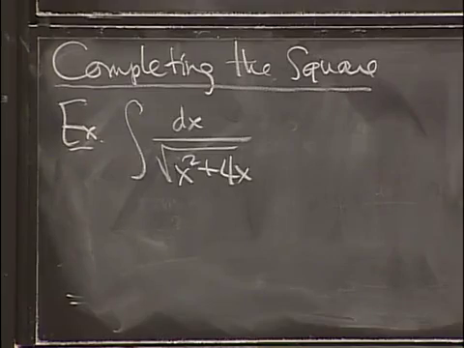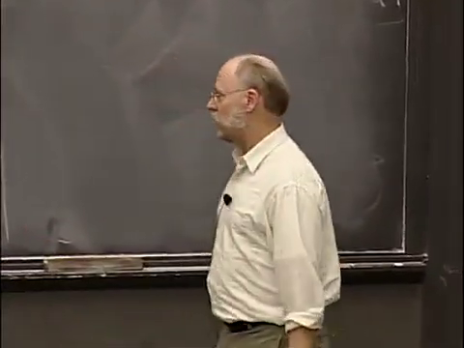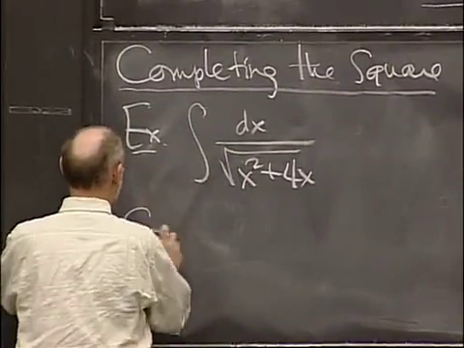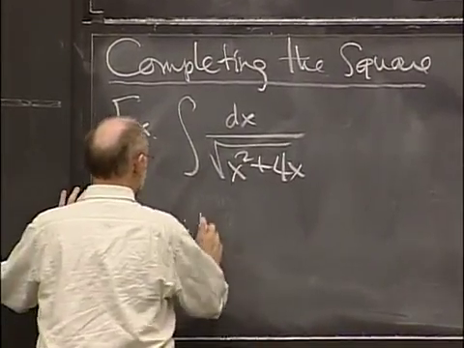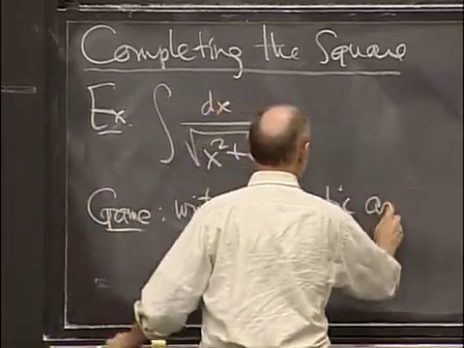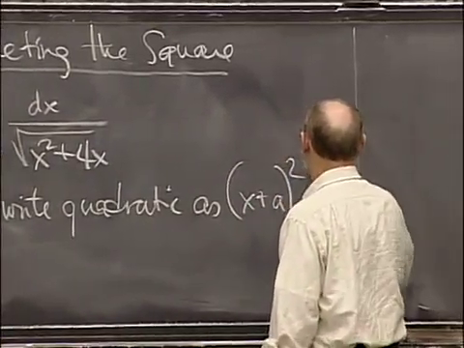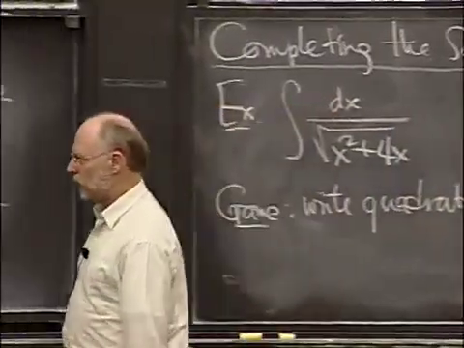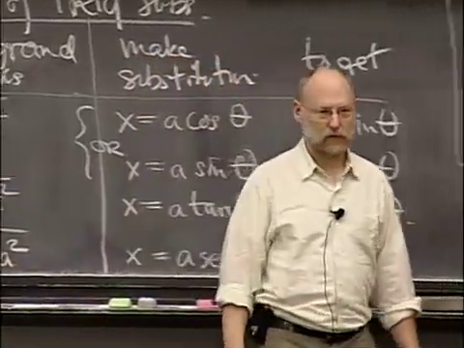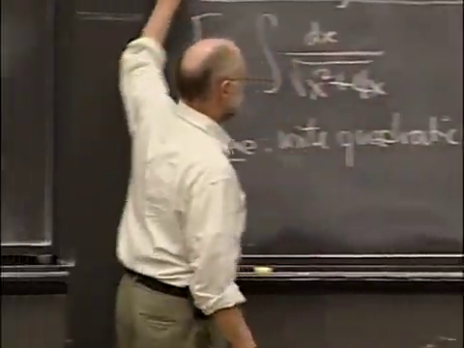And so what I want to do is show you how to rewrite it in one of those forms using substitution. Again, all this is about substitution. So the game is to rewrite a quadratic as something like x plus something or other, squared, plus some other constant. So try to write it in the form a square plus or minus another constant. And then we'll go on from there.